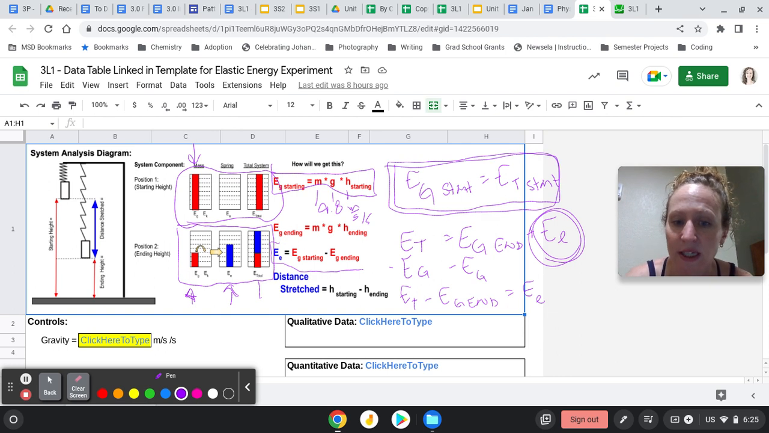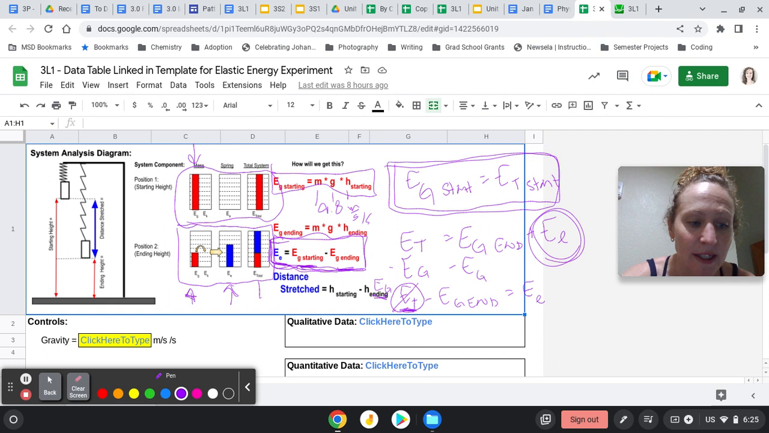So that's why you don't see total energy in this equation right here. They have substituted total energy out and put in gravitational energy. So that's what we see: gravitational energy at the beginning minus gravitational energy at the end, and that is equal to our elastic energy. So that's an equation we are also going to need.